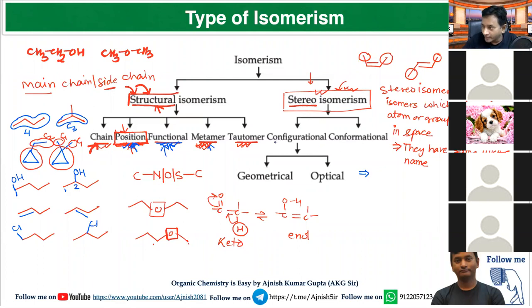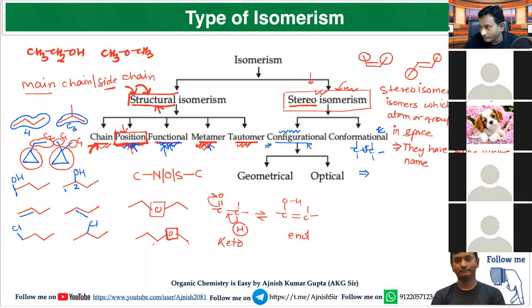Now, configurational isomers are true isomers. When you study stereoisomerism, we are focusing mainly on configurational isomers. They can be isolated by physical or chemical means. But conformational isomers are not true isomers. They generally arise by rotation along the carbon-carbon sigma bond. So they are not true isomers. The true isomers are configurational, not conformational.